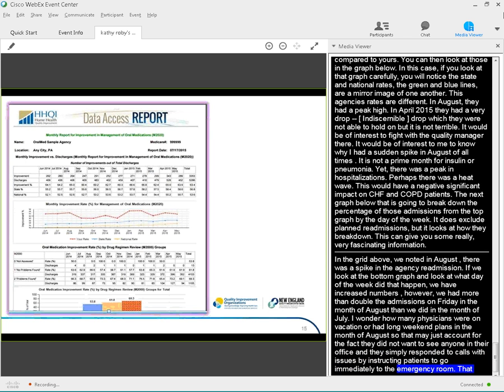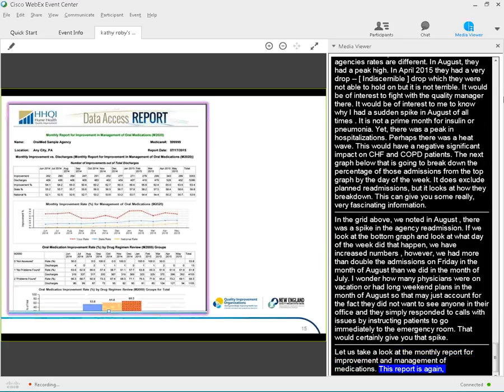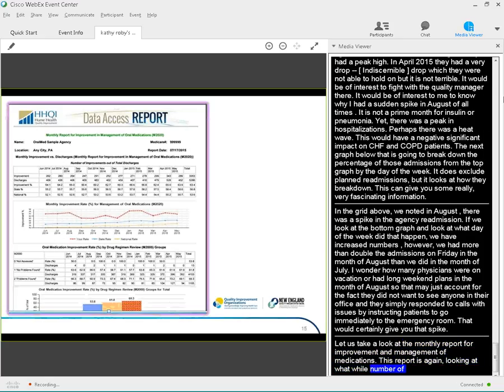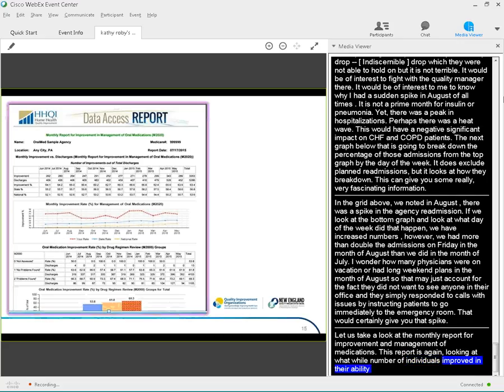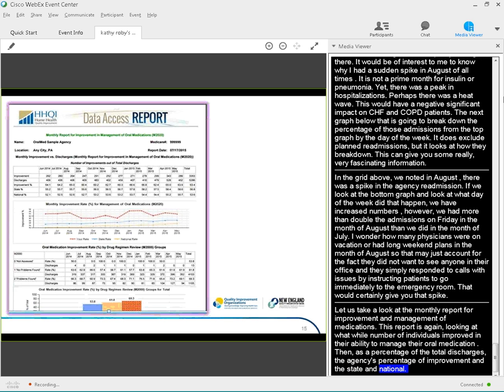Let's take a look at the monthly report for improvement in management of medications. This report is again looking at what raw number of individuals improved in their ability to manage their oral medications, as a percentage of the total discharges, the agency's percentage of improvement, and then the state and the national. In this instance, the agency's percentage of improvement is much higher than the state and the national, but it's not able to retain that rate. It is up and down month over month.